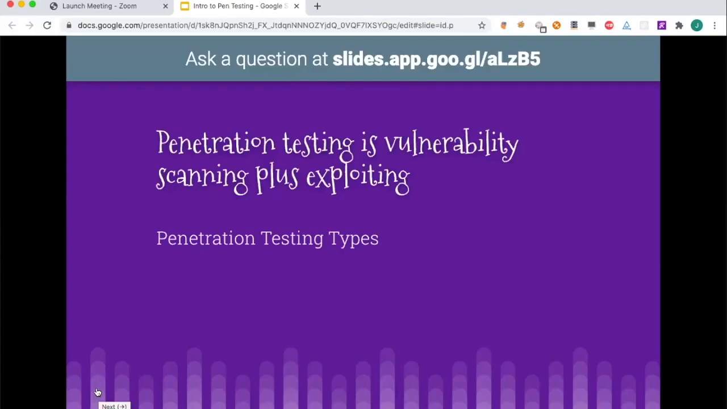For vulnerability scanning, it is just reading the results of that scan, but not necessarily doing anything with it. Doing something with it is the exploiting. It could be a proof of concept, or it could be an actual, harmful exploit, proving that this vulnerability is an issue, and here's how I can attack it.